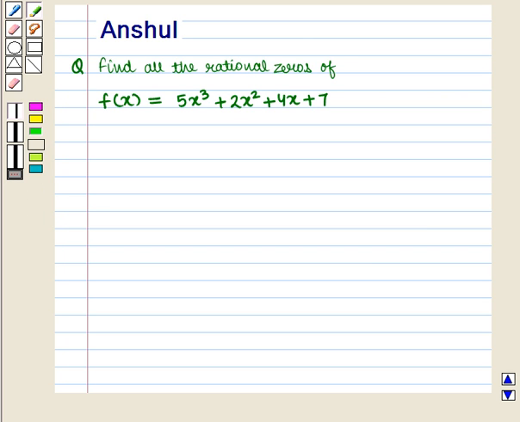In this session we are going to discuss the following question. The question says: find all the rational zeros of the function f(x) = 5x³ + 2x² + 4x + 7.